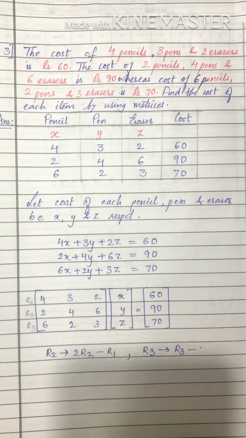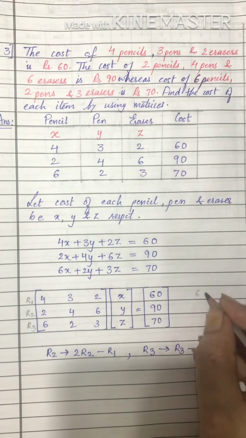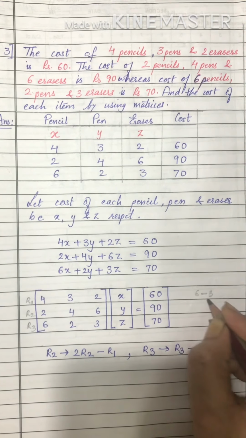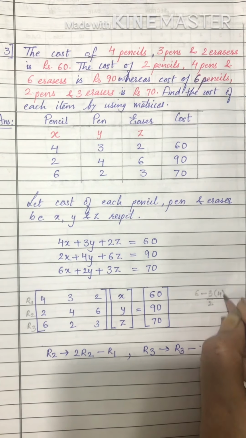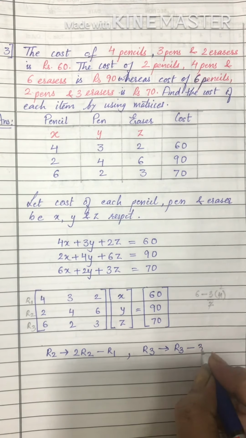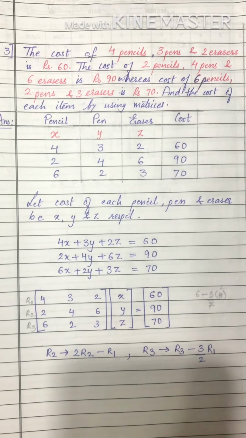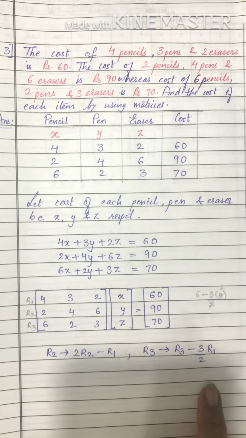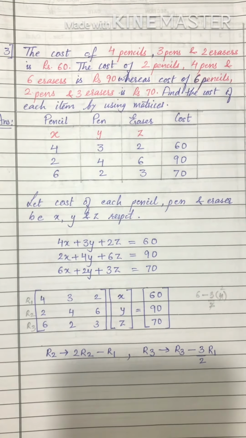Let's try to solve this. 6 minus 3 upon 2 into 4. 2 2s are 4, so here we will get 0. So I will take R3 minus 3 upon 2 R1 as this transformation. Let's see how we can solve and what answer we will get further.